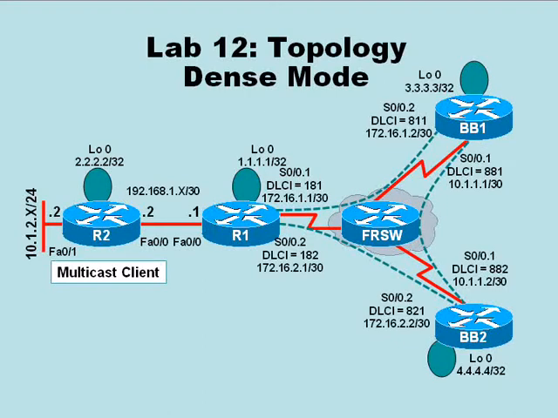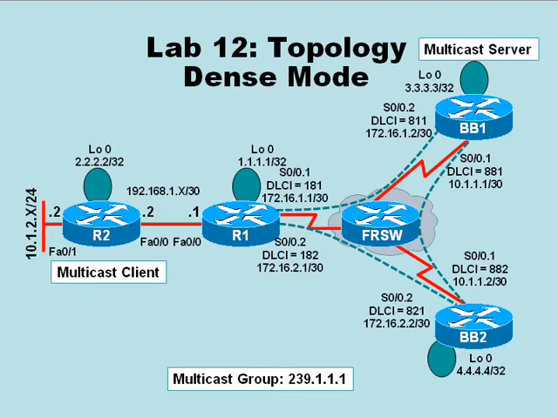On a multicast group. And the specific group we're going to be working with is 239.1.1.1. We're going to have router BB1 acting as a multicast server. And the way that we can make our router be a multicast server is we simply send ping traffic to that IP address. We can just ping 239.1.1.1 to create a multicast distribution tree.